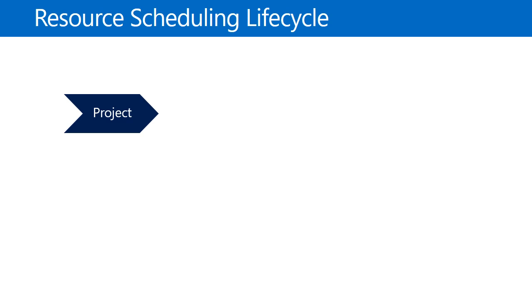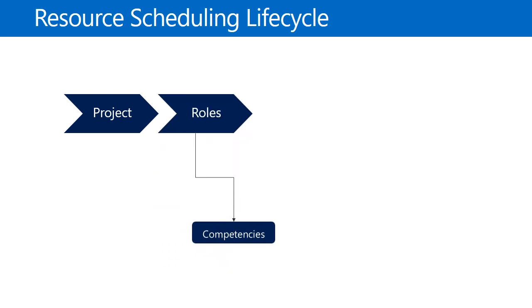So the first thing you need to do any sort of project resource scheduling is have a project. Once you have that project, you can define roles. And when you define your roles, you're defining a couple things. You're saying what the role is, how long you'll need that role, and the number of hours per day you'll need the role to be allocated to the project. When you define your roles inside of Dynamics AX, you actually have competencies that you can define about that role, so the different characteristics of the role.